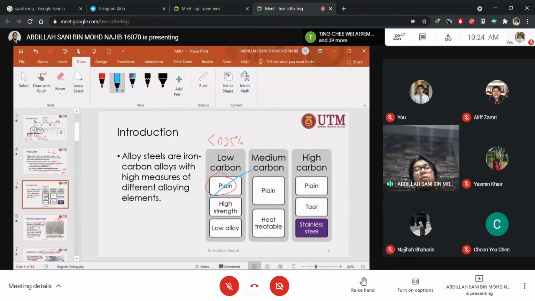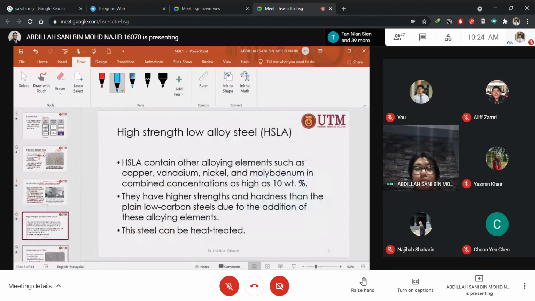Okay, so we go to the high strength low alloy steel, HSLA. It contains other alloying elements such as copper, vanadium, nickel, moly, and combined concentration as high as 10 weight percent. So you add up all these four. This is for example. We could have other elements, and you add up these alloying elements, and it goes around 10% of weight.